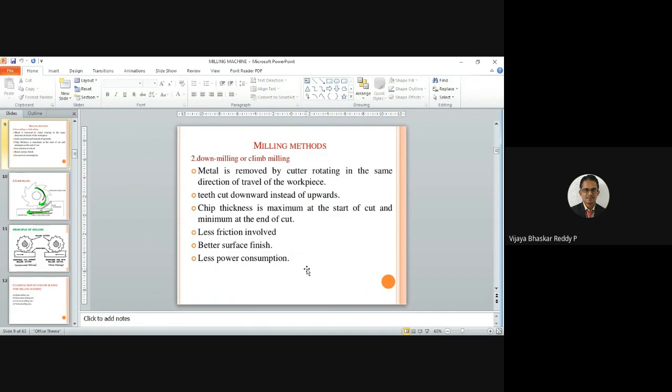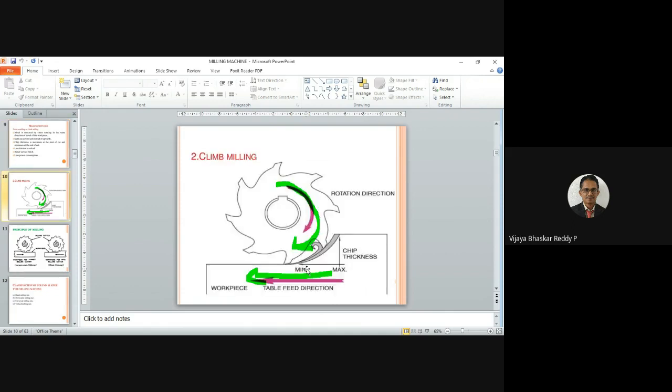So chip thickness is maximum at the starting point and minimum at the ending point. Less friction is involved because not much strength is required, and there is a better surface finish. There is also less power consumption because both are in the same direction, right? And the diagram for this is shown here.